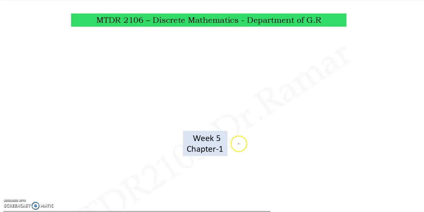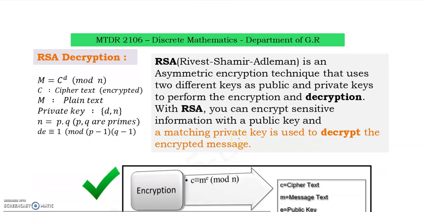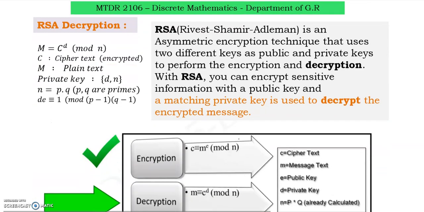Dear students, in this video, we are going to see RSA decryption. In last week's video, we already completed encryption, which means how to find the ciphertext from the given plain text by using the public key, E and N. That is what we completed last week in the encryption. Now, here we are going to see RSA decryption.